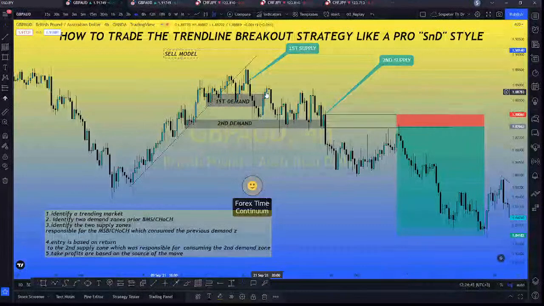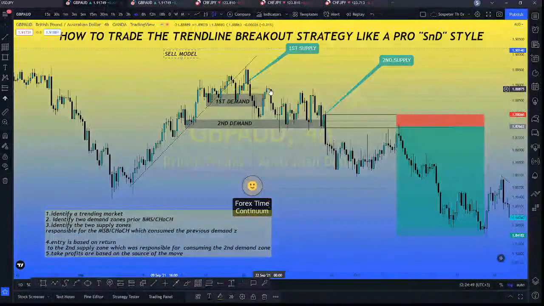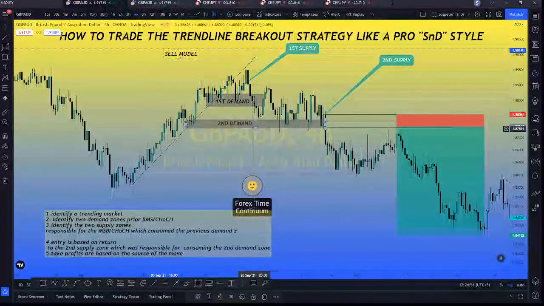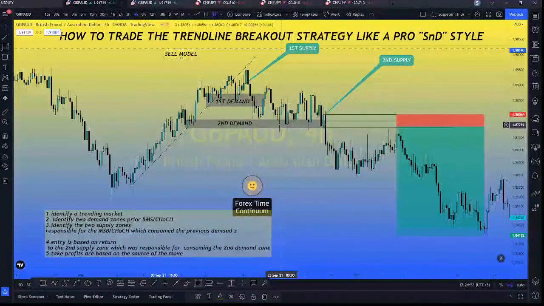As you've seen, I've been telling you to be keen. If we take this as our second, did this break this? No, no, no. It just formed wicks. And wicks, as for our style, don't break structure.